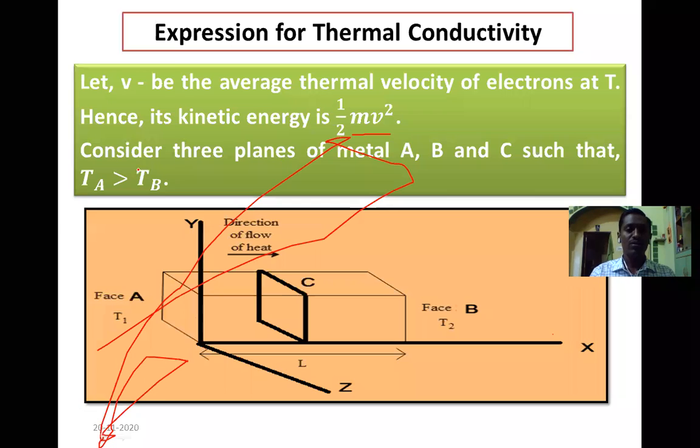Now let us consider three planes of the metal as A, B and C, such that Ta is more than Tb. I have already mentioned that Ta, the temperature of phase A, is more than the temperature of phase B. Therefore heat flows along the direction of this arrow.